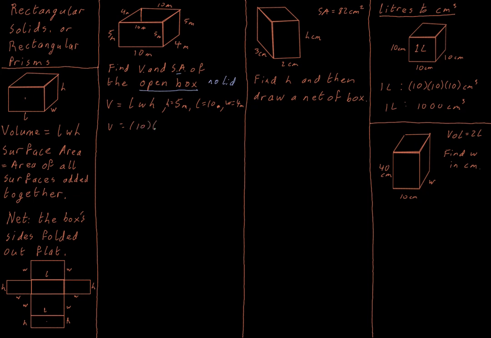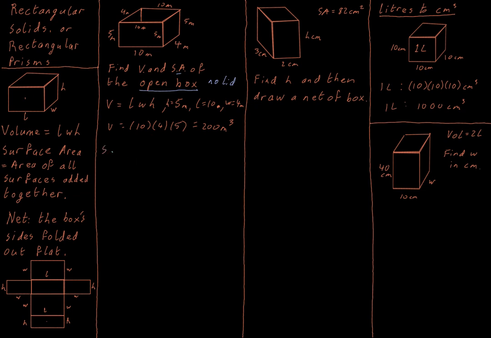So 10 for the length, 4 for the width, 5 for the height. And we end up multiplying them together and getting 200. And this is a volume. I've multiplied 3 lengths together. So length by width by height, they're all in meters. So that means I've multiplied meters together 3 times. So it's meters cubed. So that's my volume.